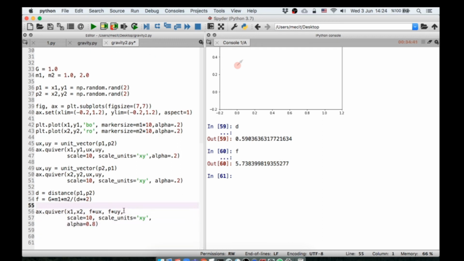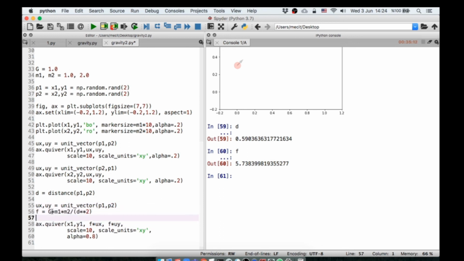So I want to do this on the first one. So here is the first point. The unit vectors are from the first to the second one. Therefore, I want to plot it. Again, this is supposed to be y1. So at the first point, I calculate the force, and then plot the force vector.